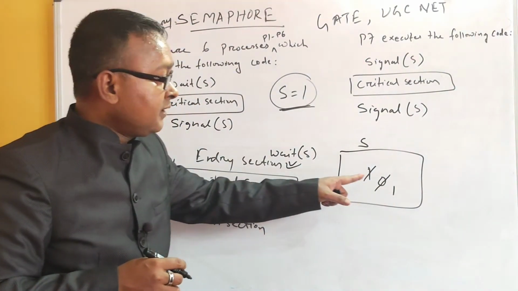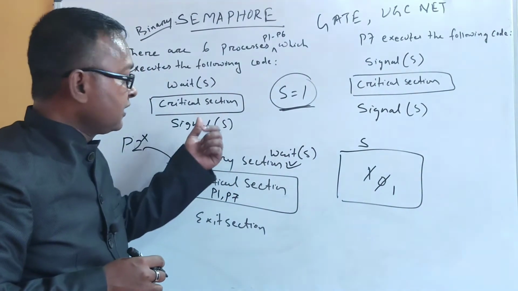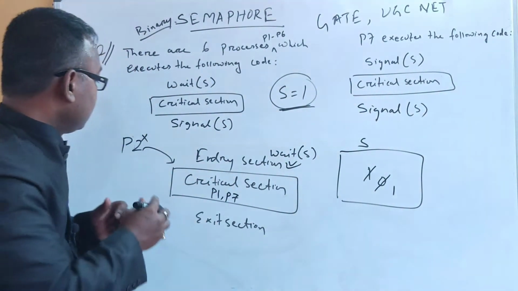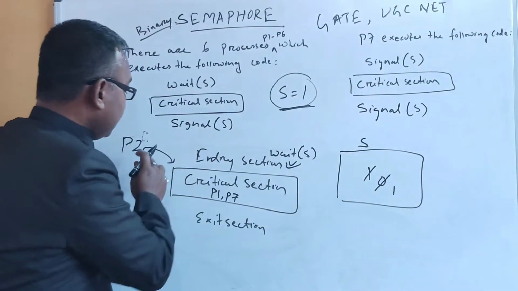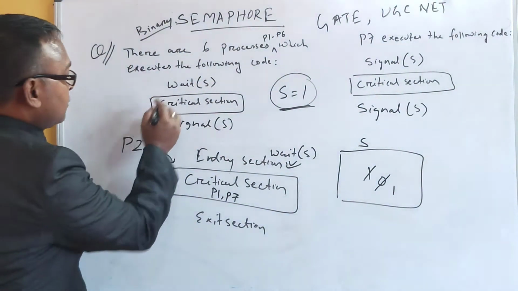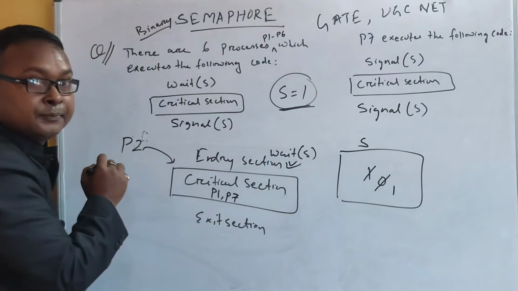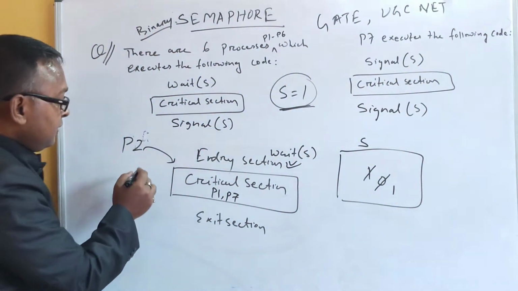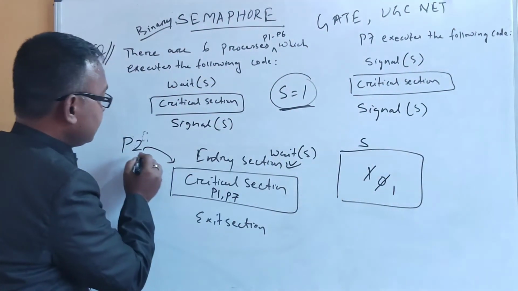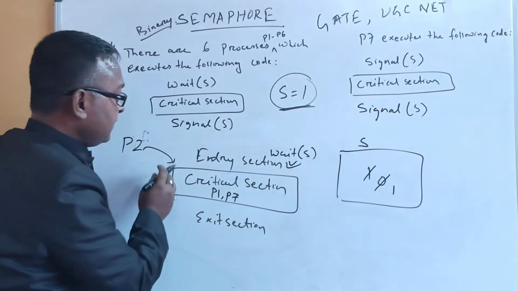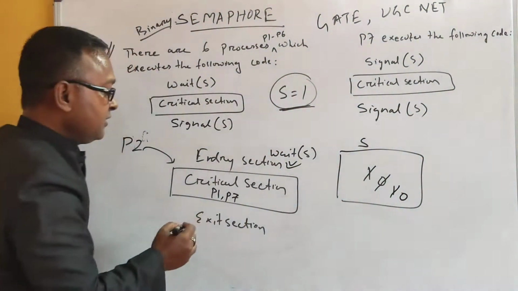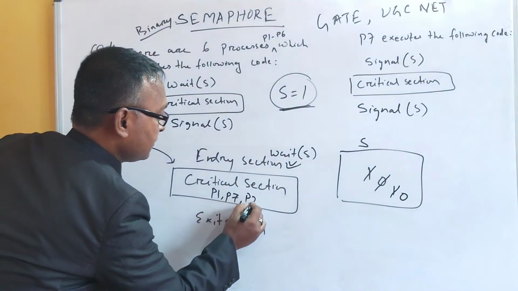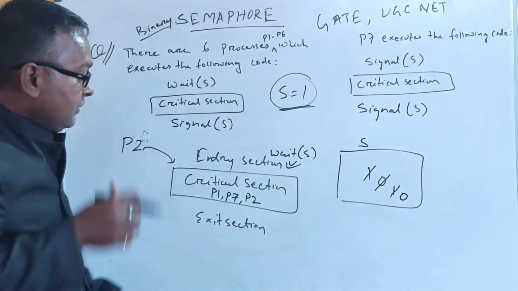Right now, any other process that wants to enter into the critical section can enter. So right now process P2 wants to enter into the critical section. So P2 can enter? Yes, P2 can enter. When it executes the wait, the entry section, that means the wait operation, thereby decrementing the semaphore value to 0, and P2 enters into the critical section, right?